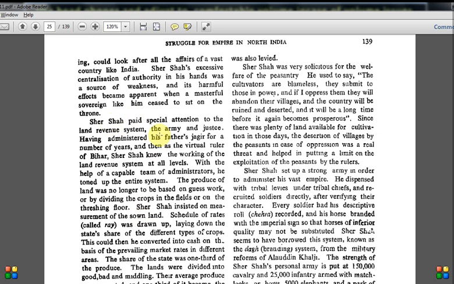Sher Shah paid special attention to the land revenue system, the army and justice. Having administered his father's Jagir for a number of years, and then as a virtual ruler of Bihar, Sher Shah knew the working of the land revenue system at all levels. So this is one very important thing, because Akbar will copy this directly in his administration. This land revenue thing, then I think the Bigha system, a lot of things are there where land is measured, the price of the last 10 years is taken. So many things are there which Akbar directly copies from Sher Shah. And why was Sher Shah good at it? Because he was from Jaunpur, a person whose father was taking care of these kinds of land policies. So that is why he had these skills, and this was later adopted by Akbar. With the help of a capable team of administrators, he toned up the entire system.